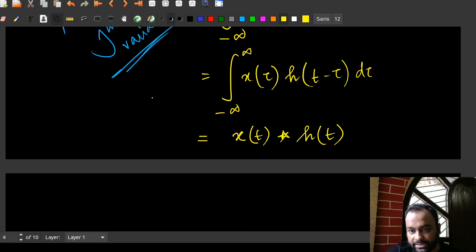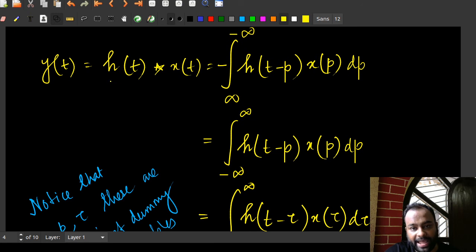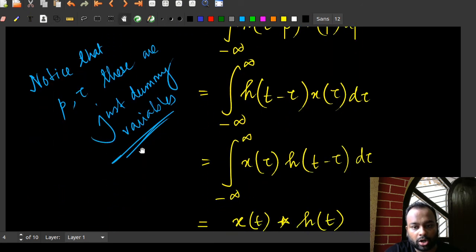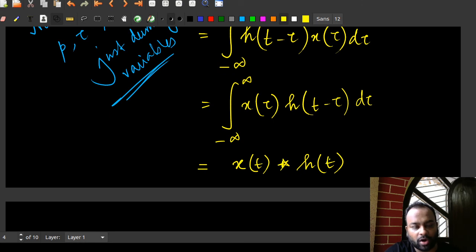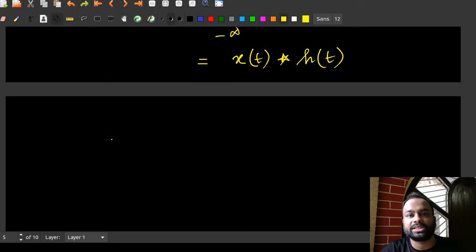There's a very important distinction. Try to understand that we started with this convolution, ht convolved with xt, and we saw that this is equal to xt convolved with ht. You got the idea, right? So what am I trying to say? I'm trying to say that the convolution operation is commutative in nature.